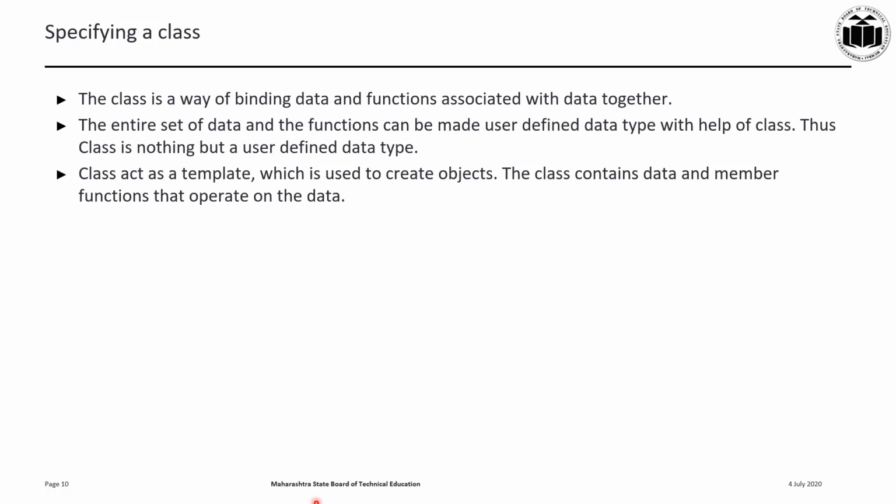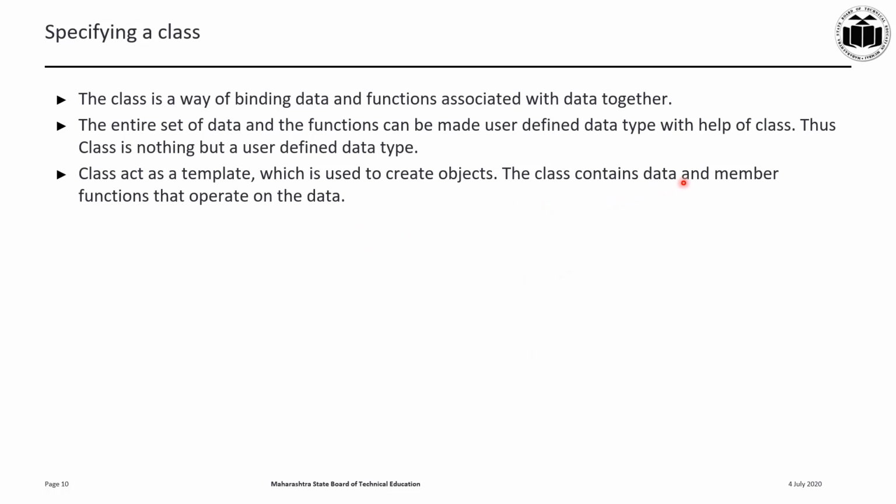Now next is how you will specify the class. As you already know, class is a way of binding data and functions associated with data together. So in class we can have data and functions, and class acts as a template to store the data and functions. The entire set of data and functions can be made as a user defined type, because class is a user defined data type, and class acts as a template which is used to create the object.